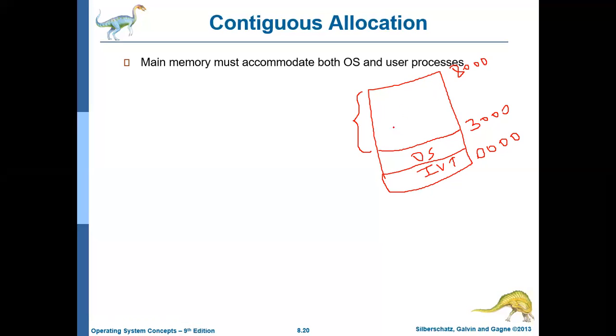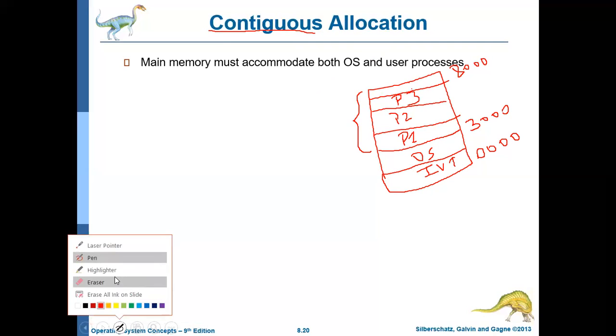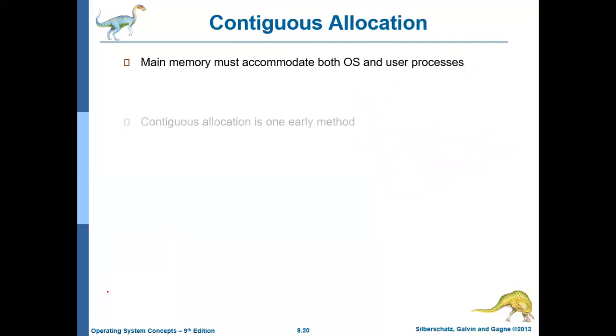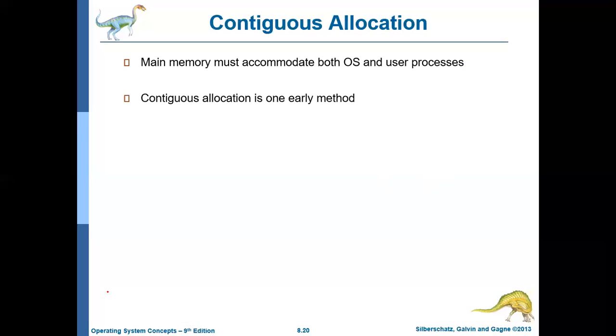The user processes will use this space in a contiguous, that is, continuous way. If the first user process occupies this location, then the next user process will occupy this location, and the next one will occupy this location. Generally, memory will be allocated to processes in a contiguous way, and it goes on like this. So this is the overall concept of contiguous memory allocation, and that is what we are going to discuss.